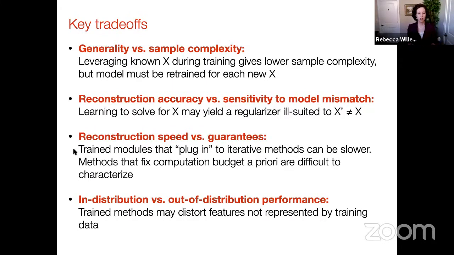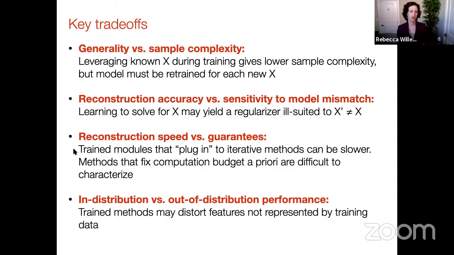And then finally, in distribution versus out of distribution performance. When we think about problems like medical imaging, you could imagine that ultimately we'll be imaging people with tumors or lesions that have a geometry or a shape that was never represented in any of our training data. And we ultimately want to make sure that we're going to be able to reconstruct that geometry in those images accurately.